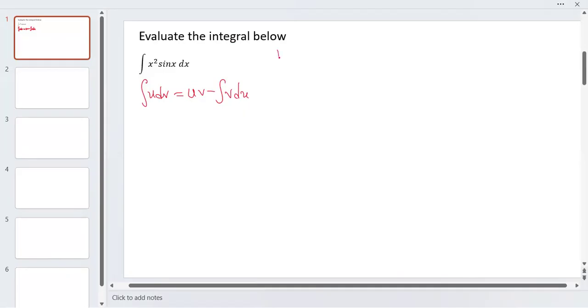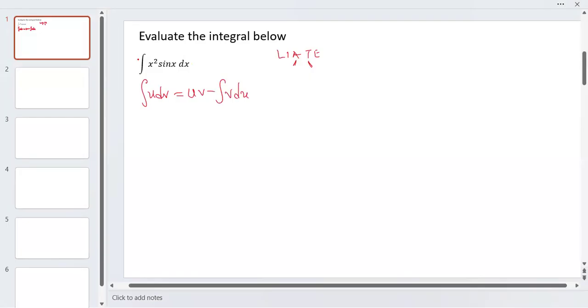You make use of a principle that we call LIATE. L means logarithmic functions, I means inverse functions, A means algebraic functions, T means trigonometric functions, E means exponential functions. So the one that comes first between whatever terms you have is the u, and the one that comes later becomes the dv. So in this case, you have algebraic and trigonometric. x squared is an algebraic function, while sine x is a trigonometric function. So in this case, A comes before T.